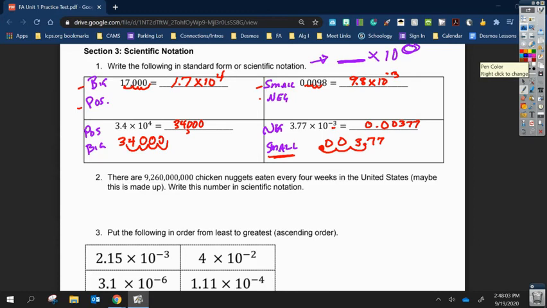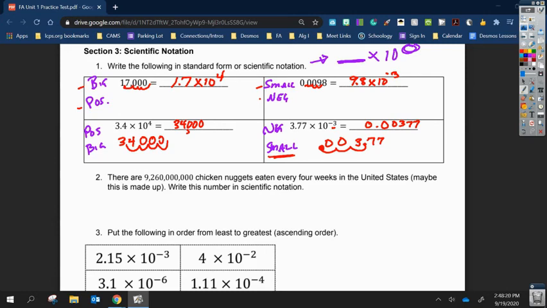Question 2 says there are 9,260,000,000 chicken nuggets eaten every 4 weeks in the United States. Maybe this is made up. Mr. Colacello certainly made this up. Write this number in scientific notation.